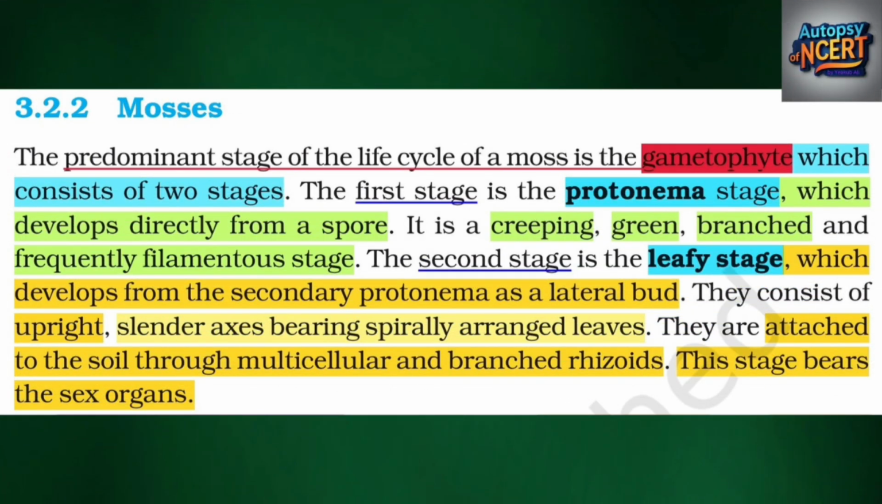3.2.2 Mosses. The predominant stage of the life cycle of a moss is the gametophyte, which consists of 2 stages. The first stage is the protonema stage, which develops directly from a spore. It is a creeping, green, branched and frequently filamentous stage. The second stage is the leafy stage, which develops from the secondary protonema as a lateral bud. They consist of upright, slender axes bearing spirally arranged leaves. They are attached to the soil through multicellular and branched rhizoids. This stage bears the sex organs.